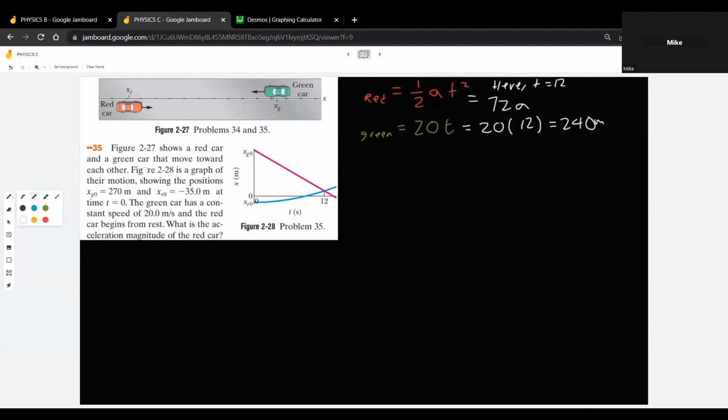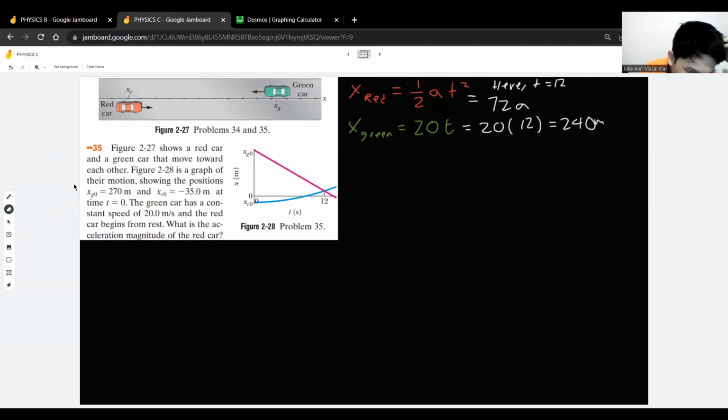So, choice. X-red, XT. Tapos, hindi mo pwedeng i-assume na 1/2 AT squared yung red. Kasi, saan nagsisimula yung red car? From rest. At what position? Negative 35. Okay.